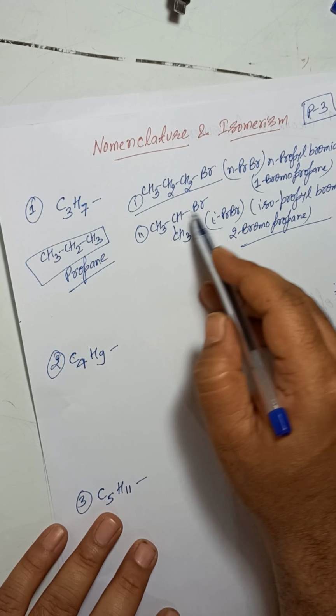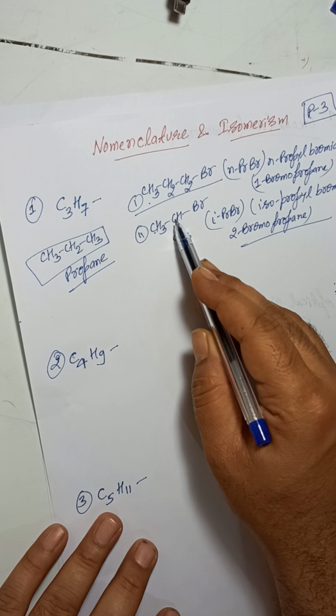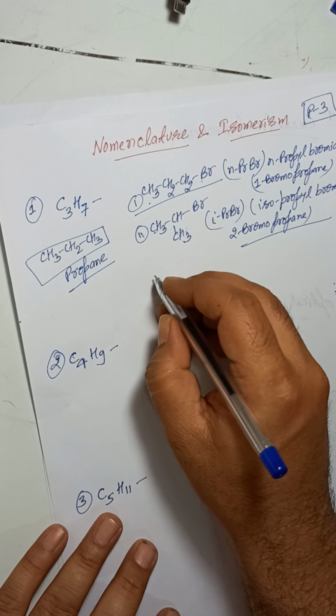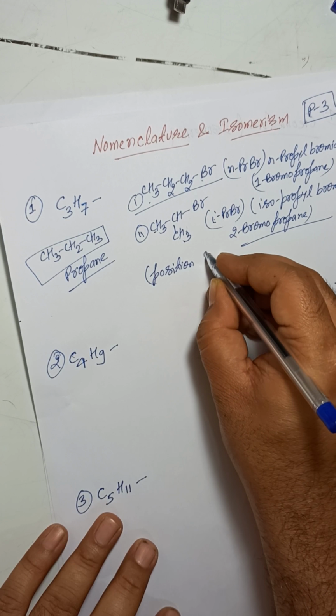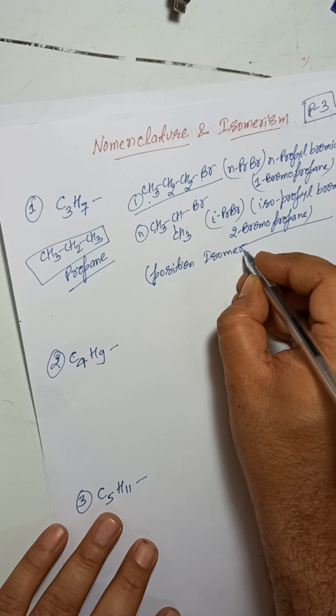What is the relation between them? 1, 2, 3, a 3 carbon chain; 1, 2, 3, a 3 carbon chain. The position of Br is different. These are position isomers.